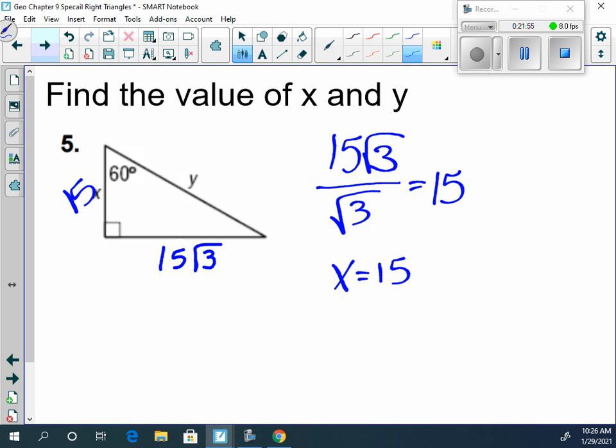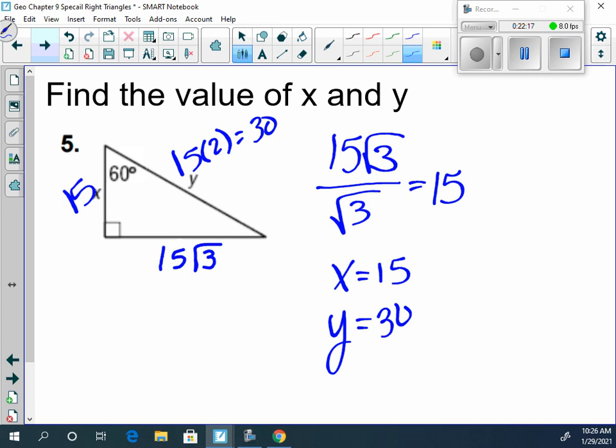All right, we would divide it by the square root of 3, because if I divide it by the square root of 3, I will get back to the shortest side length. Right, and y would equal 30, because we'll take 15 and multiply it by 2, which will tell us that it is 30.